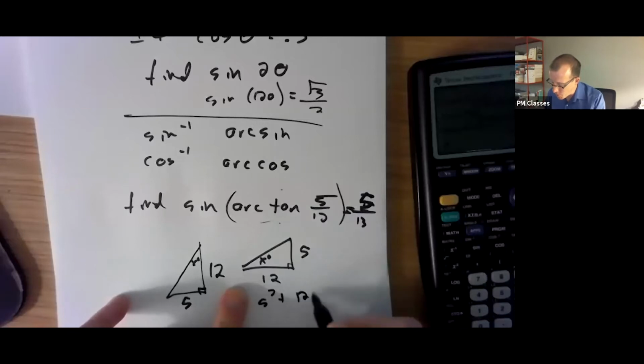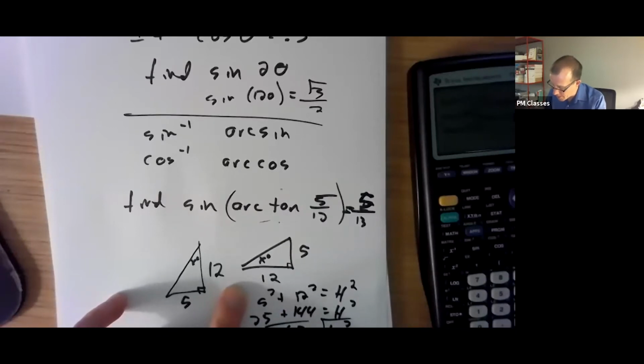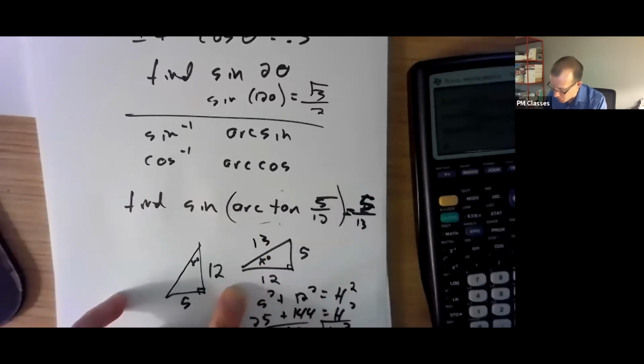5 squared plus 12 squared equals, call it h for hypotenuse, right? 25, you guys know this, but I'm going to do it anyway. 25 and 144 is 169. Be sure you square root it. 13 is h, so that's 13.